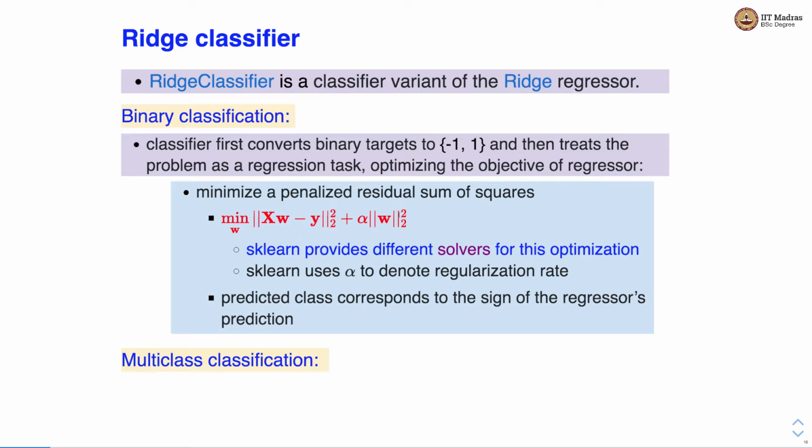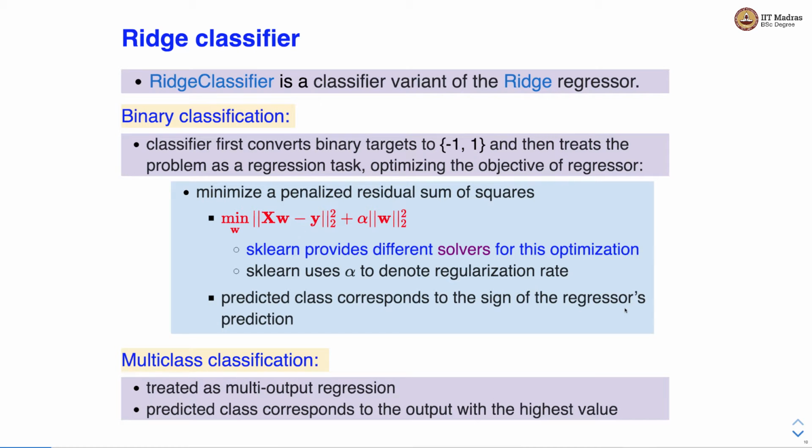Sklearn provides different solvers for this optimization. The predicted class corresponds to the sign of regressor's prediction. So if regressor predicts a negative value, the predicted class would be -1, and if the regressor predicts a positive value, the predicted class would be +1. Ridge classifier can also be applied in multiclass classification. It treats the multiclass classification problem as a multi-output regression problem. The predicted class corresponds to the output with the highest value.